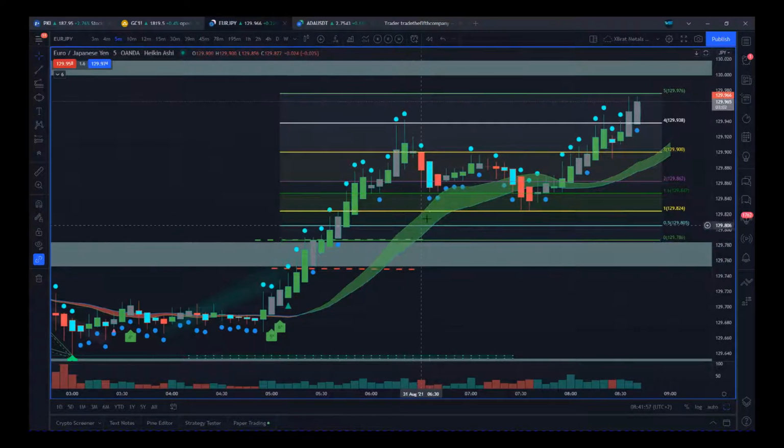Also, our cloud is still green. We've got different settings on this one. This is on moderate at the moment. So this is our bias cloud, if you like. As long as that's green, we stay in the trade on a conservative management strategy.